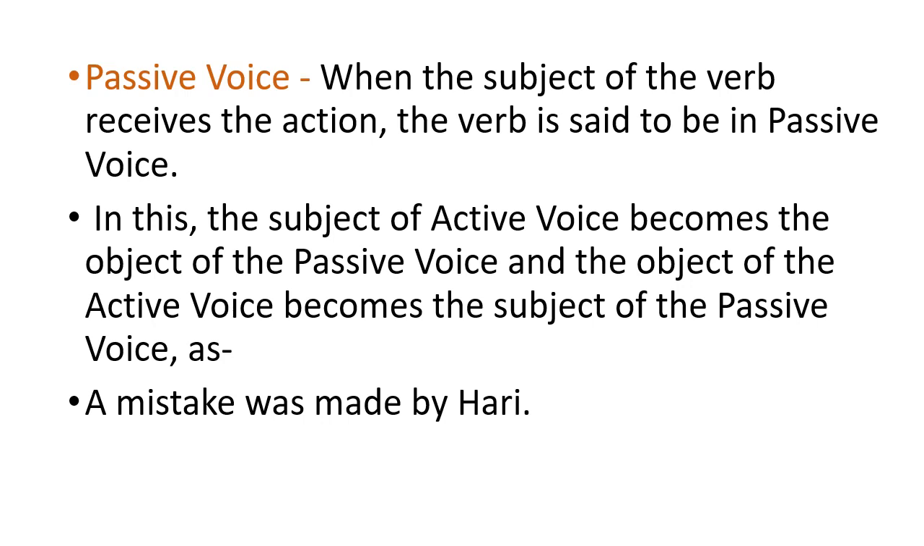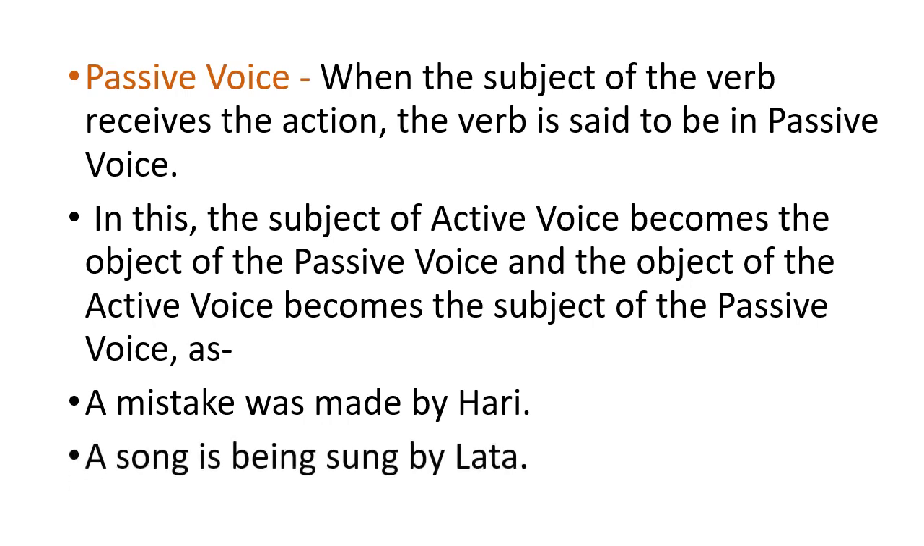When we interchange subject and object, what do we do? A mistake, then we add the be form of the verb. Here was is added, and then the third form of the verb is written, that is made, and then we add a preposition by. A mistake was made by Hari, and here Hari has become passive. Earlier in active voice it was active, so that is called active voice, and this is called passive voice.